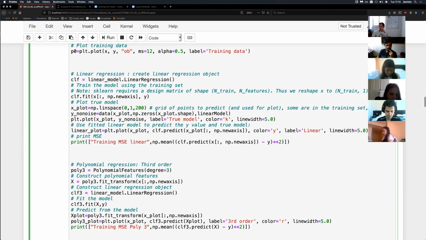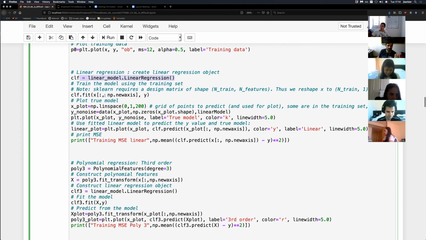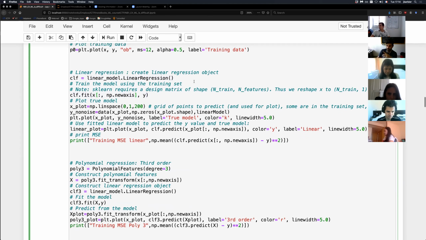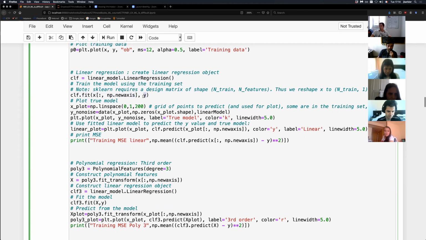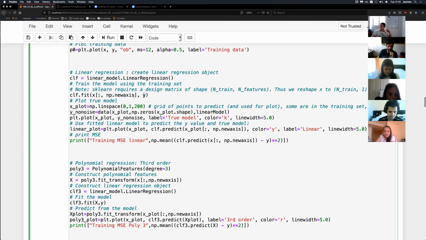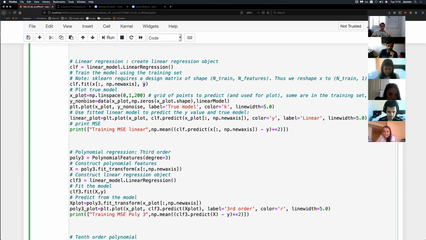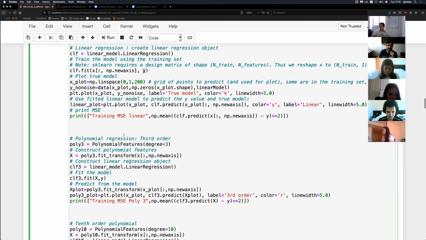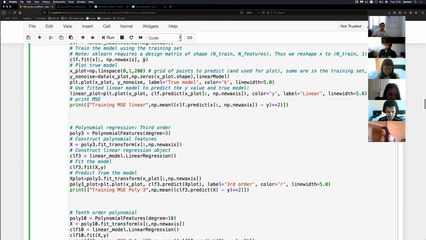And here is where I do this linear regression. This is an object that constructs the linear regressor. Here I'm fitting the data. I'm just asking to solve the least square problem I discussed, with inputs given by x and the outputs given by y. And then I will plot what is going on. I let you decode these lines, and here I'm doing the same but with third order polynomials.